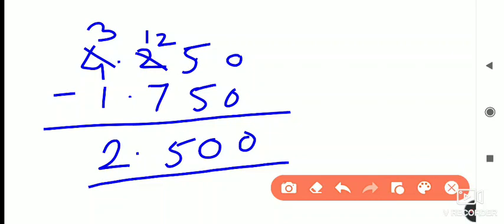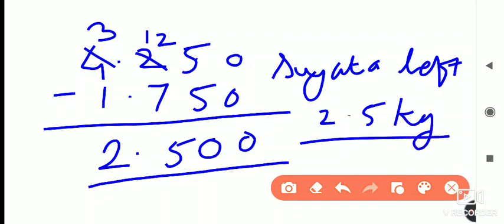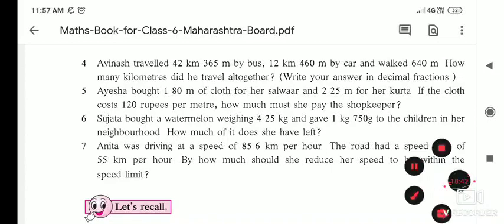It means Sujata has 2.5 kg of watermelon left in her home. Okay, so in this way we have to solve this example. Now we will see the last example from the exercise. All of you note down the examples whatever I taught you, and now we will see the last example, example number 7.